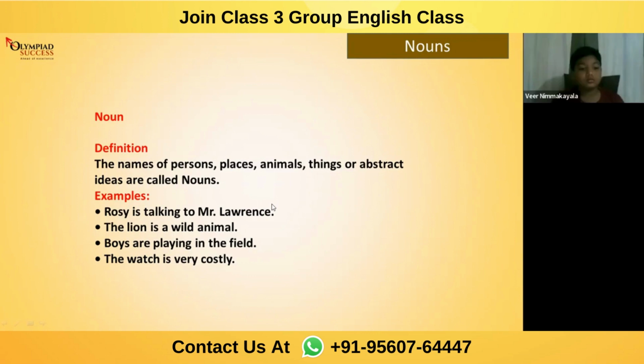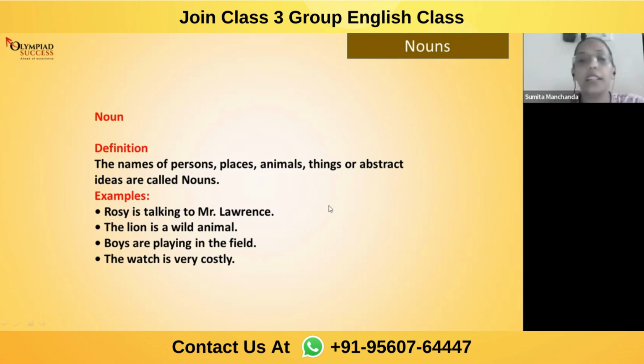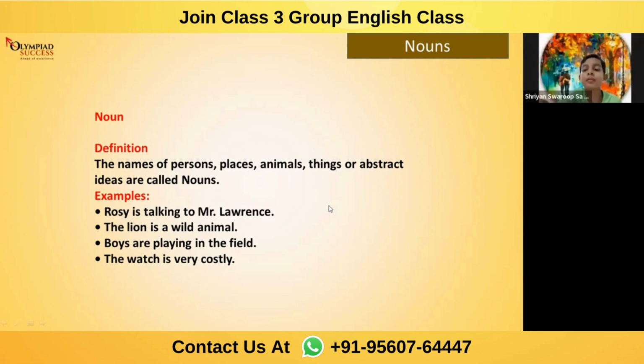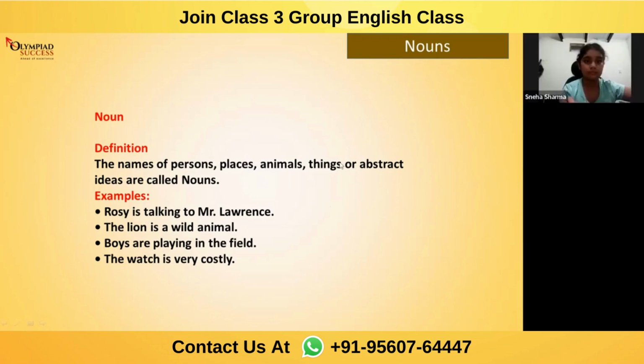Now, if I say, Rosie is talking to Mr. Lawrence. So, Shivin, could you just tell me which word is said to be noun over here? Ma'am, there are two types, Rosie as well as Mr. Lawrence. Very good. Now, Pranshu, if I say the lion is a wild animal, which is a noun over here? Lion. Good. Shriyan, boys are playing in the field. Boys. Only boys? And field. Okay, good. Yes, Sneha, the watch is very costly. Beta, unmute. Ma'am, watch. Very good, that's correct.